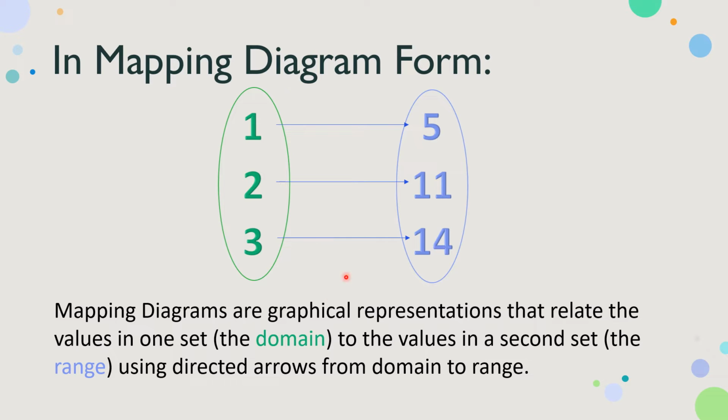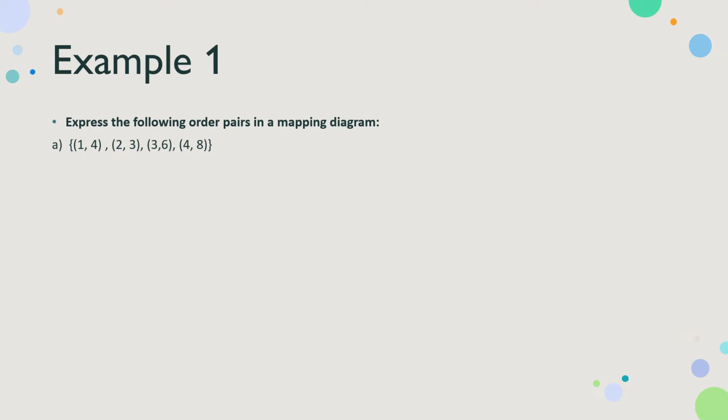So these are called mapping diagrams. They're graphical representations that relate the values in one set, the domain, to the values in a second set, the range, using directed arrows from domain to range. So it always goes in that order, from domain to range. All right, let's do an example.